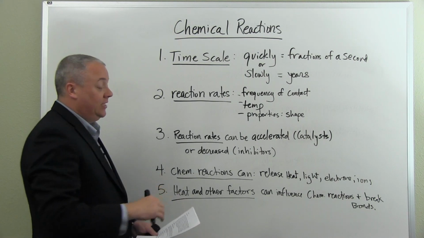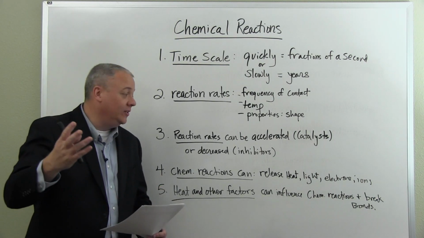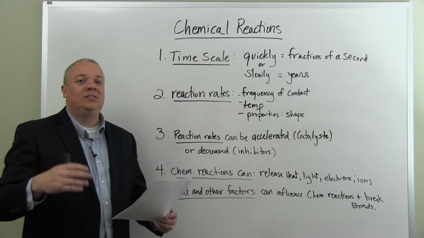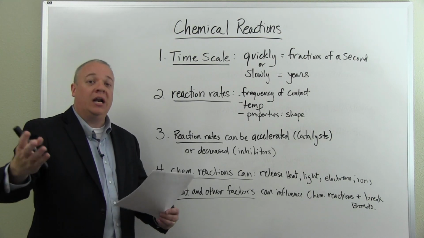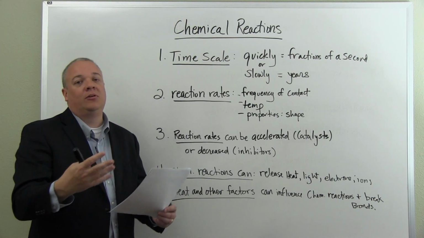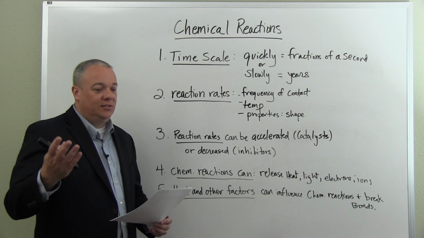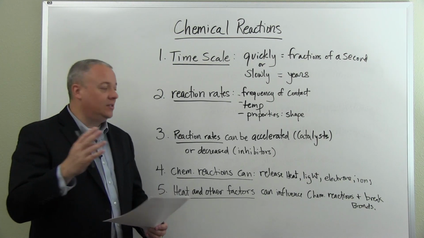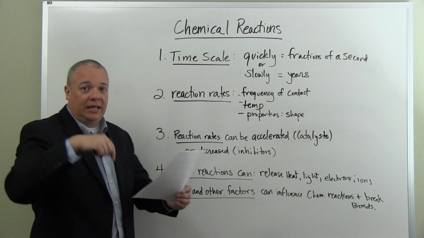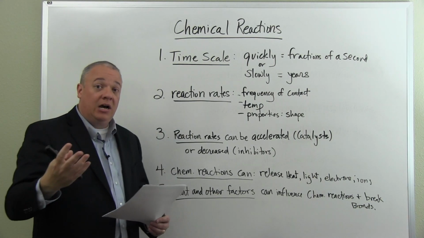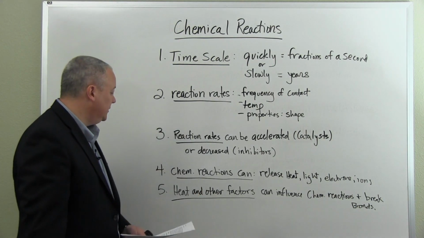Now, chemical reactions can, when they occur, release heat, release light, electrons, ions. There's usually some form of product from this interaction, this chemical reaction that's taken place. Sometimes chemical reactions send the temperature in the opposite direction, but usually it's things like heat and light, electrons being traded or spun off, ions, radicals going off, things like this.